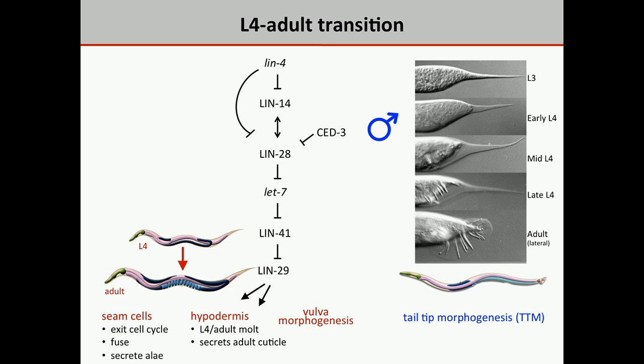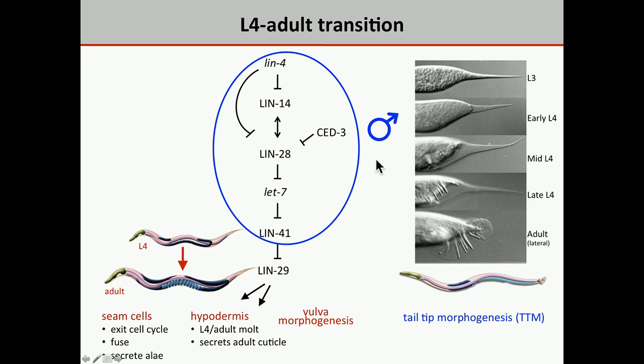We can also ignore most of these and focus only on the tail tip, which is long and pointy throughout the larval stages until in L4 those cells round up under the cuticle. You can see this here. They also fuse, they migrate anteriorly to form the short and round tail tip of the adult male. This tail tip morphogenesis is also under the control of the heterochronic pathway.